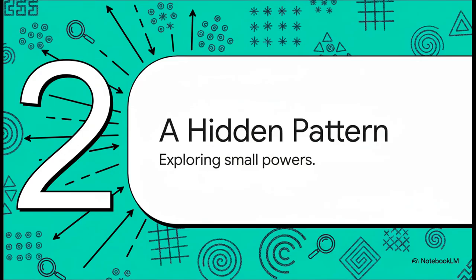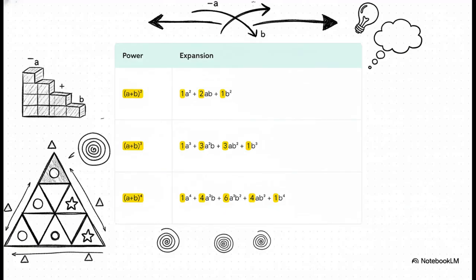Okay, so let's see how this thing grows. We're going to expand a few more of these, and I want you to keep a close eye on something. There's a pattern hiding in here. So here we go. Expansions for powers of 2, 3, and 4. Now, notice a couple of things. The powers of a go down, while the powers of b go up. That's kind of neat. But the really interesting part? It's those numbers out in front, the coefficients. See that? We get 1, 2, 1, then 1, 3, 3, 1, and 1, 4, 6, 4, 1.